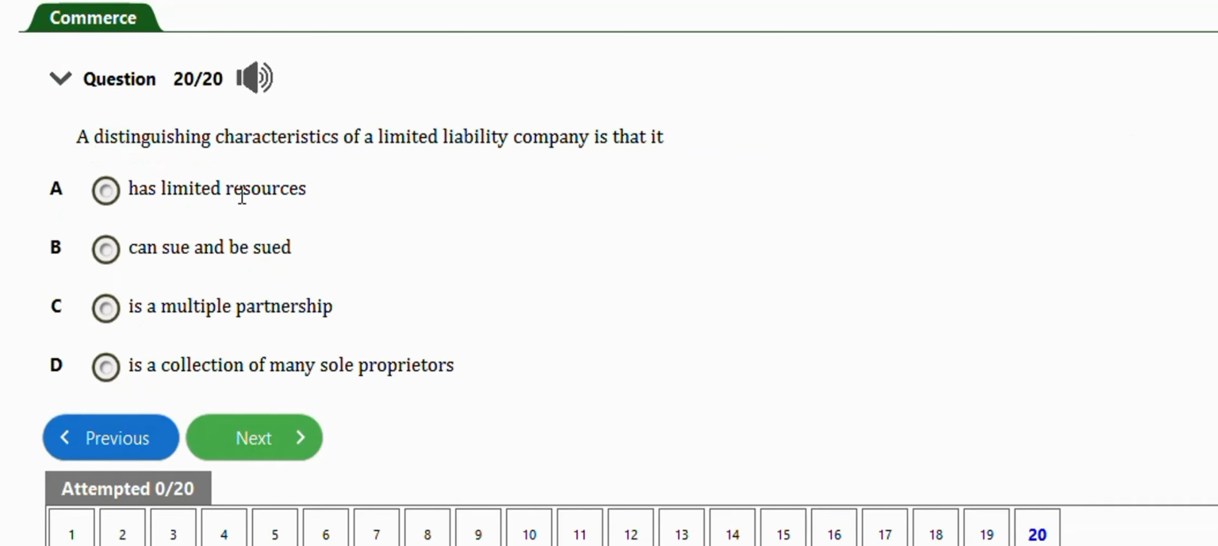The last question for this video is this one. It says a distinguishing characteristic of a limited liability company is that it has limited resources, can sue and be sued, is a multiple partnership, is a collection of many sole proprietors. The right answer is that it can sue and be sued. So that is basically how to do problems involving features and importance of limited liability company for your JAMB Commerce. There are about 15 to 22 questions for this subtopic.